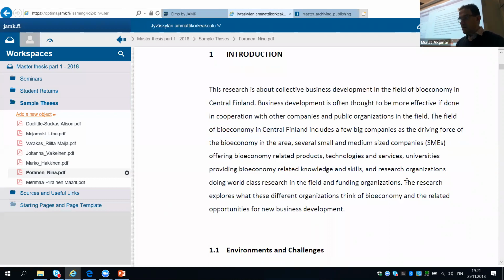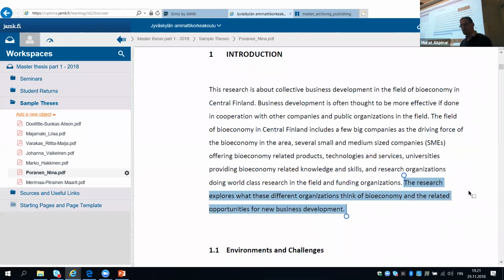And here, that's also good. Immediately, the research explores what these different organizations think of bioeconomy and the related opportunities for new business development. So if you think about the title, bioeconomy, new business development opportunities in the bioeconomy field, and here I already as a reader get some idea of what this is about. This is very nice.